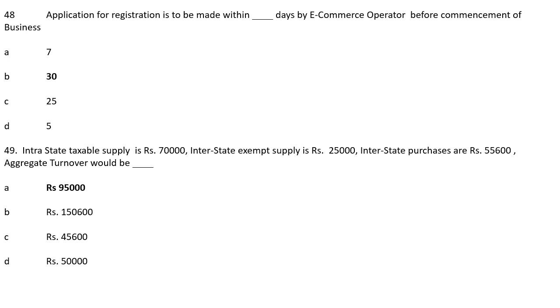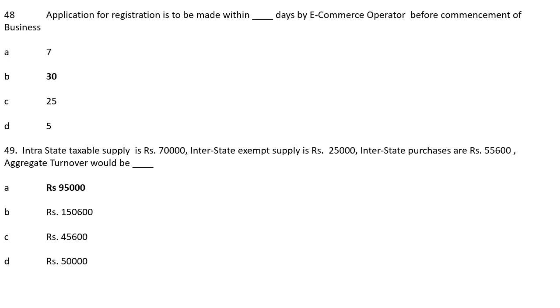Application for registration is to be made within dash days by an e-commerce operator before commencement of business. Option A 7, option B 30, option C 25, option D 5. The correct answer is option B, 30. So application for registration is to be made within 30 days by an e-commerce operator before commencement of business.